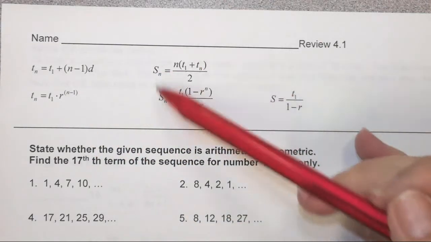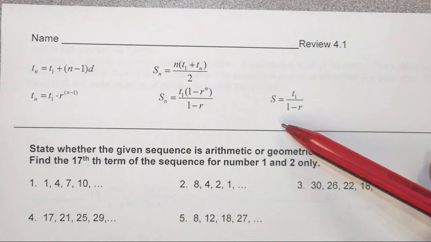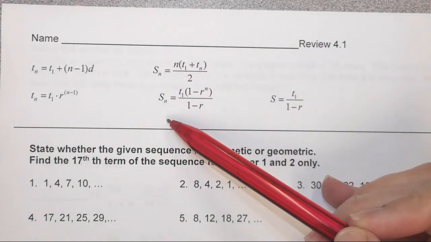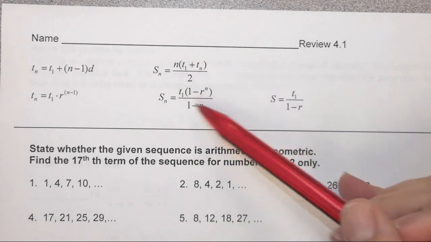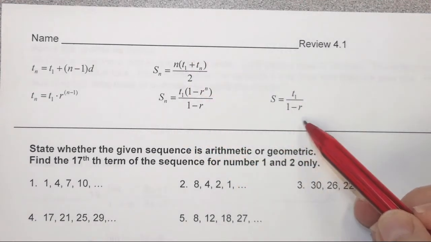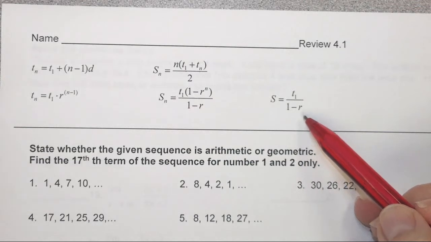All 3 of these formulas have to do with a sum. These 2 are finite sums, the top one being arithmetic, the bottom one being geometric, and this last equation is a sum of an infinite geometric.